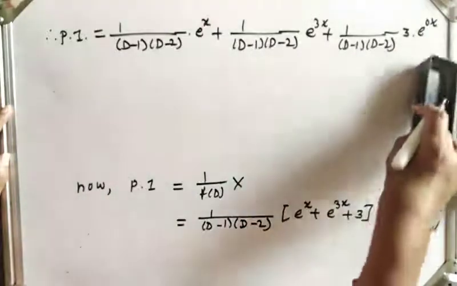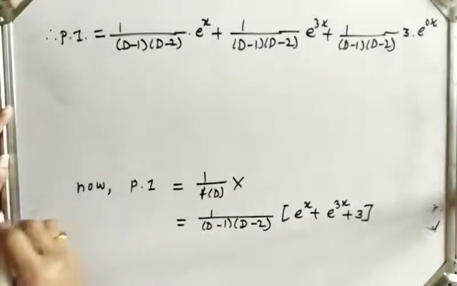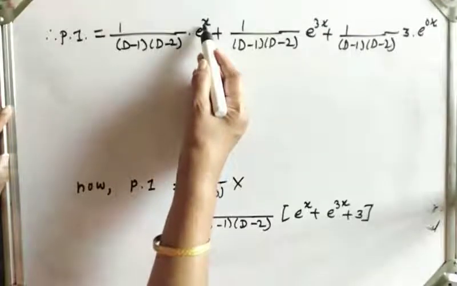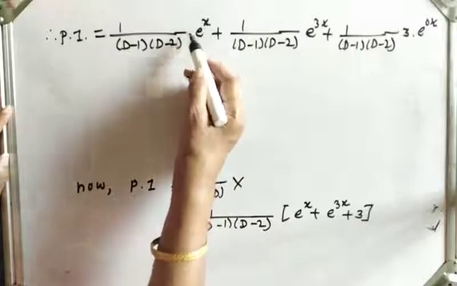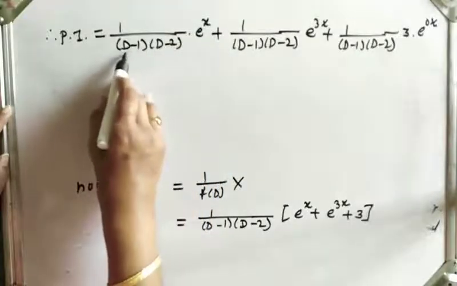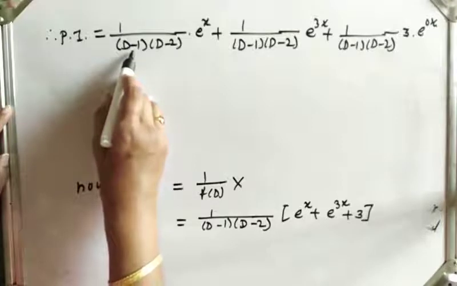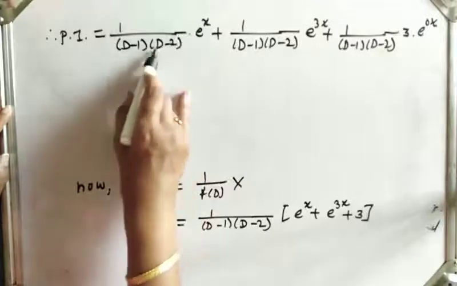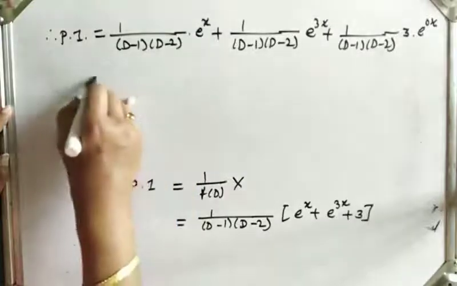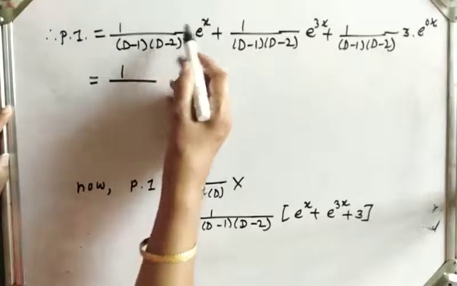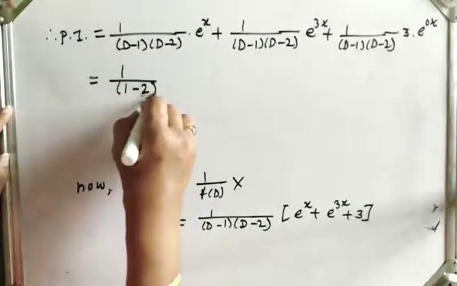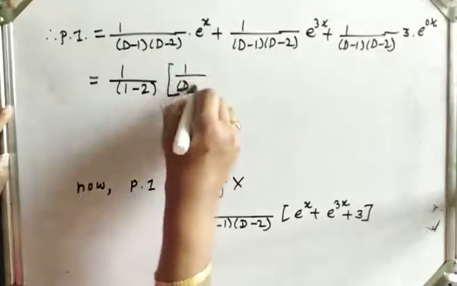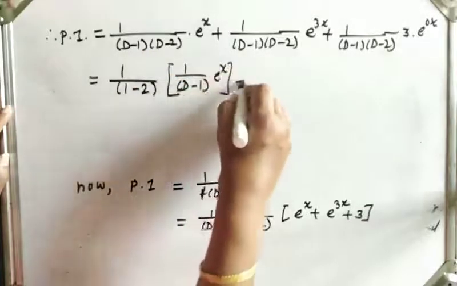Now, what is the formula? Replace D by a. What is a here? For e raised to ax, a is 1 in this case. Now, if we replace D by 1, what happens? 1 minus 1 will be 0. So we will not put 1 there directly. If we put D equal to 1 in the other factor, it will be 1 minus 2. So I am writing 1 upon 1 minus 2, and in brackets again 1 upon D minus 1, e raised to x, plus.